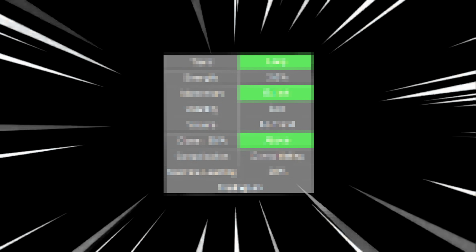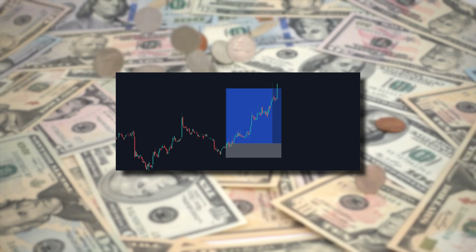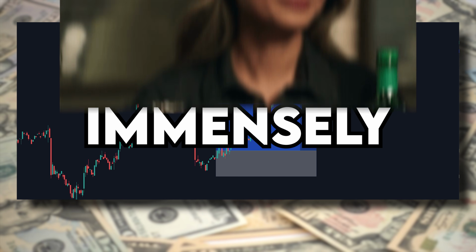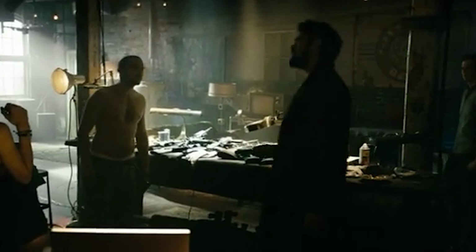This one single trick will help your trades immensely. But first, how would you like to double your money?